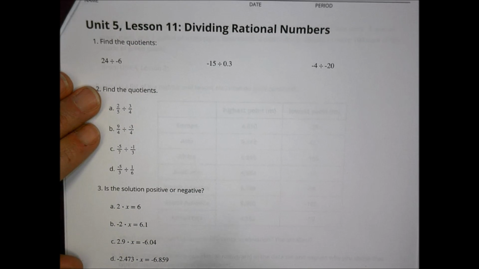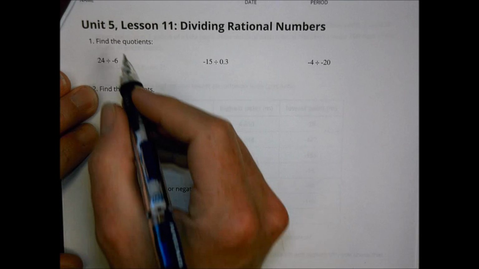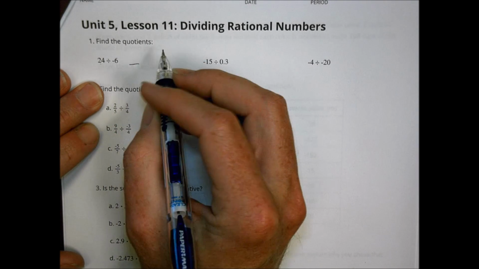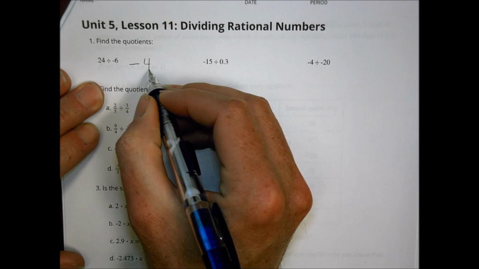All right, here we go. Finding some quotients to begin with. Positive divided by negative is going to give me a negative answer, and 24 divided by 6 is negative 4.